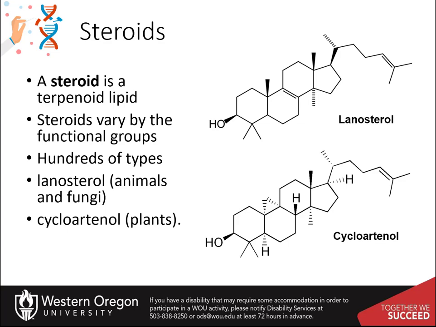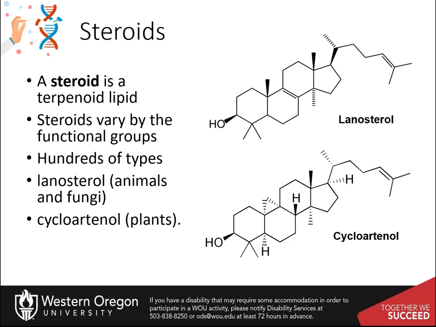A steroid is a terpenoid lipid characterized by a carbon skeleton with four fused rings, generally arranged in a 6-6-6-5 fashion. Steroids vary by the functional groups attached to these rings and the oxidation state of the rings. Hundreds of distinct steroids are found in plants, animals, and fungi.